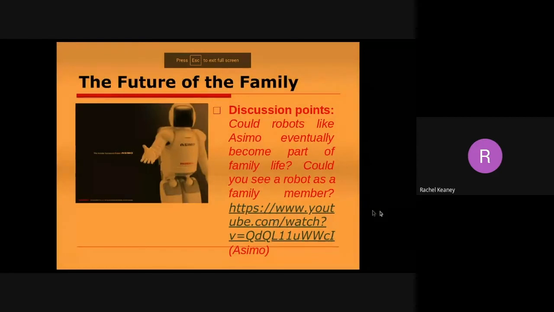So could robots like Asimo eventually become part of family life? And could you see a robot as a family member? So Asimo is the very famous robot built by Honda. He can do things like walk, he can dance, and he can interact with people. So I want you in the chat to think about whether you could see a robot as a family member.